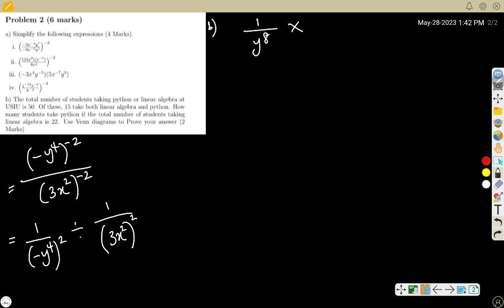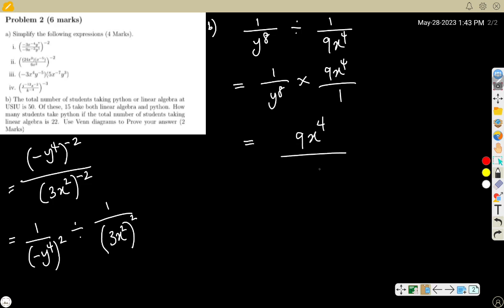Divided by 1 over 9s raised to power 4, because this square will affect everything in the bracket. 3 square is 9. So if division changes to times, 9s raised to power 4 will go up, 1 will come down. So finally we have 9s raised to power 4 divided by y raised to power 8. So that's the answer for the first one.